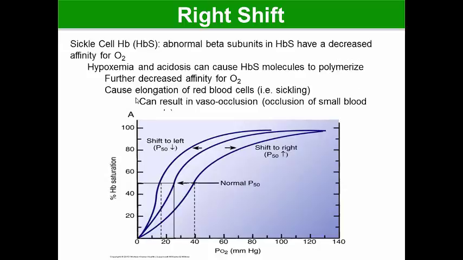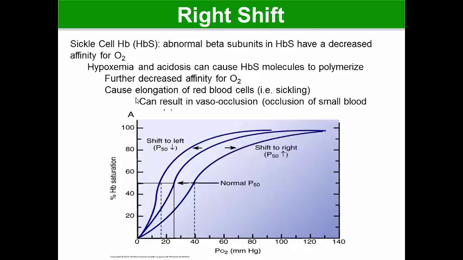We mentioned that the hemoglobin S, or sickle cell hemoglobin, results in right shifting of the curve. In sickle cell anemia, or in sickle cell hemoglobin, we have abnormal beta subunits in the hemoglobin, and these abnormal beta subunits in the hemoglobin S have decreased affinity for oxygen.